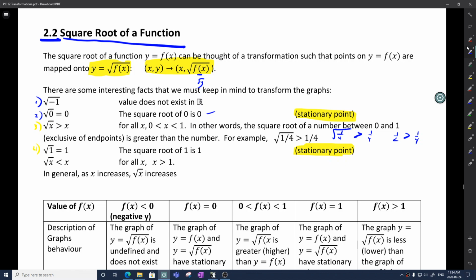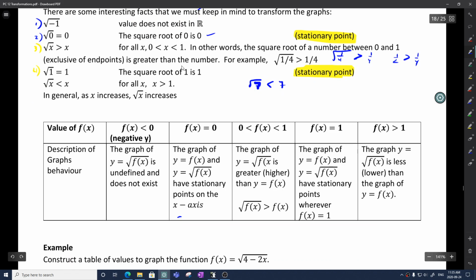Five: the square root of x is less than x for all x where x is greater than 1. So for instance, pick a number, 7. The square root of 7 is less than 7. And that's true for every number that is greater than 1. And in general, as our radicand increases, the square root of x also increases. The bigger the x, the bigger the square root of x. This will result in an increasing function overall. So we're going to try to apply some of these learnings of graphs to these five above facts.